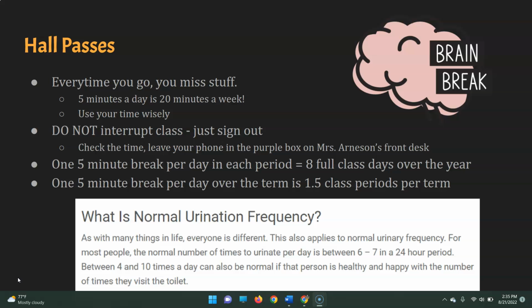But if you do need to go to the restroom or you need to go throw up, please just go out of the room. You don't have to bug me about it or interrupt me or feel like you need to get permission for that. But make sure you use your time in between classes so that you don't have to go during class all the time.